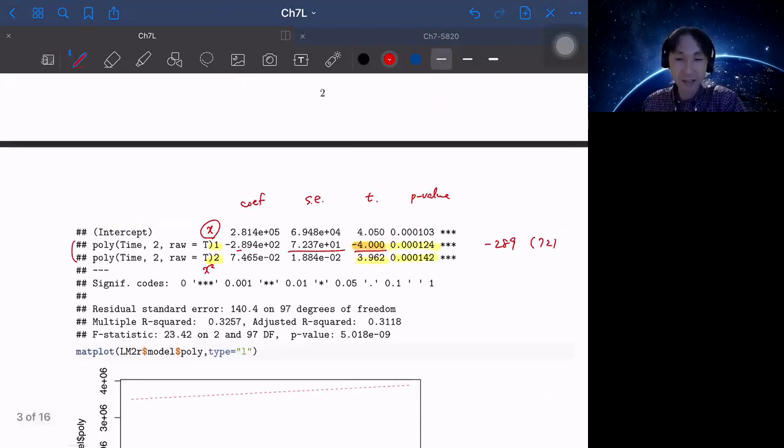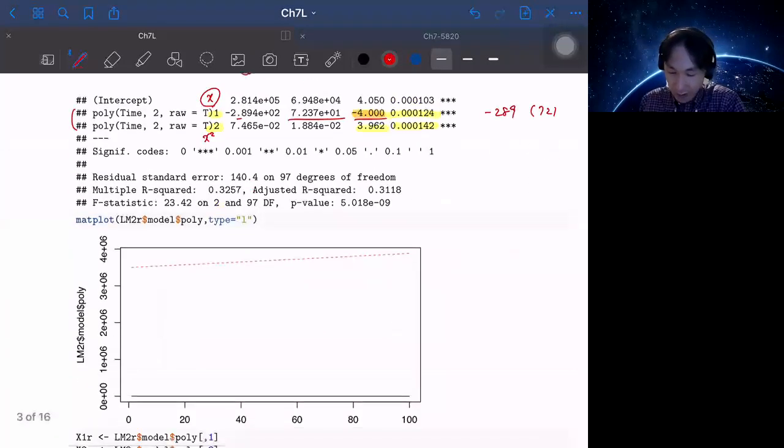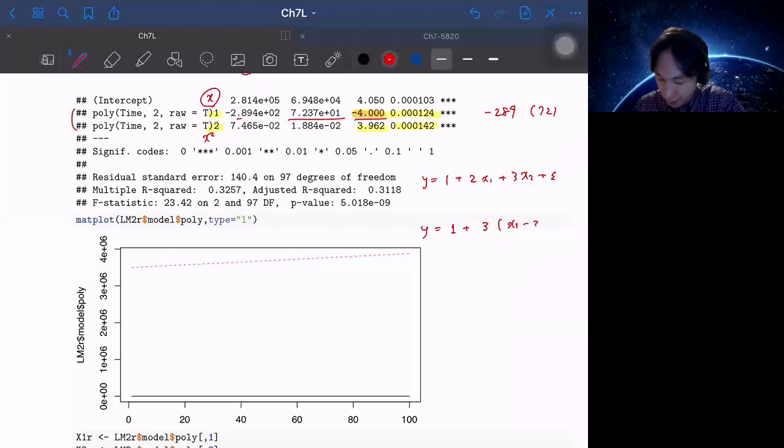So even if we take different bases, in total we have the same thing, right? Suppose the fitted model here is y equals 1 plus 2 times x1 plus 3 times x2 plus epsilon. And previously we fit the orthogonal basis, so that becomes maybe 1 plus 3 times x1 minus 2 or something, plus x and x square.